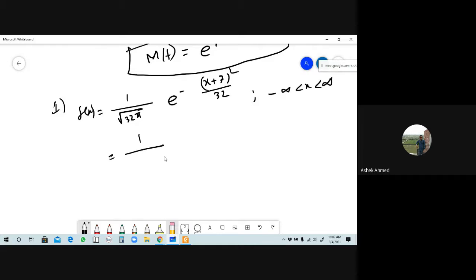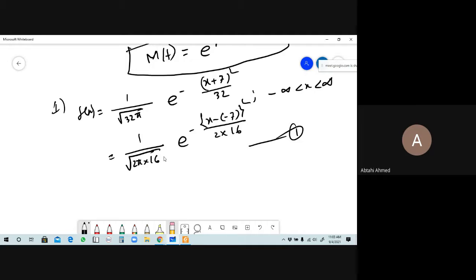This is 1 by root over 2 pi into how many values here? If this is 2 pi, then to equate 32 pi, that will be what? 16, is it right? And e to the power minus x minus 7 whole square, is it right? Divided by 2 into 16. Response me.